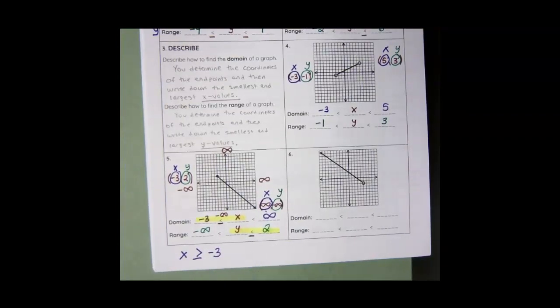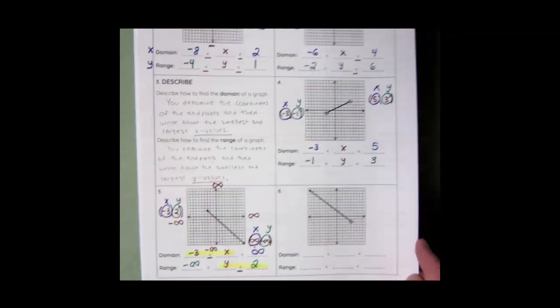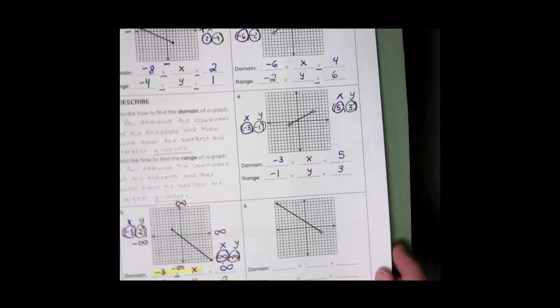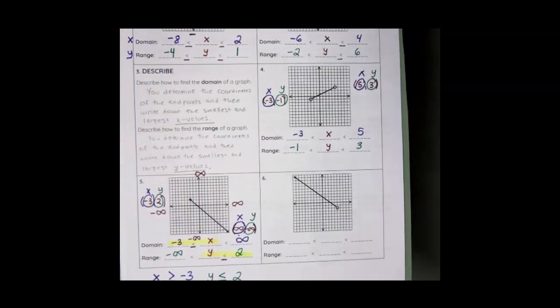Let's try y. This one, they already give it to me in order. So I would do y is less than or equal to 2. This is how I would write my domain and my range for number 5. Okay, let's try another example of infinite continuous. Okay, number 6.